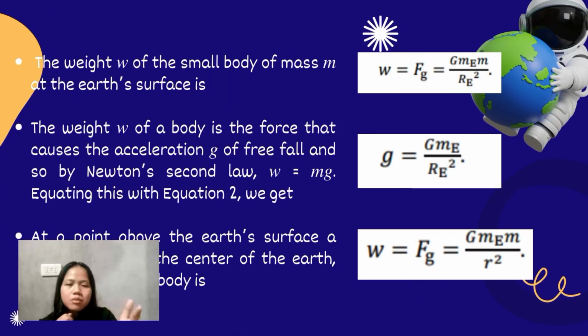So if the object is duol or nasa earth, the small r squared will now become a capital R sub E squared, which means it stands for the constant value sa radius of the Earth. Kay mao na siya ang distance nga atong gamiton. And the M1 would now become M sub E, and the other M, or the M2, is the mass of the object. So M sub E stands for the constant value of the mass of the Earth. Pero if layo ka sa Earth, then let's use the original formula nga small letter r.